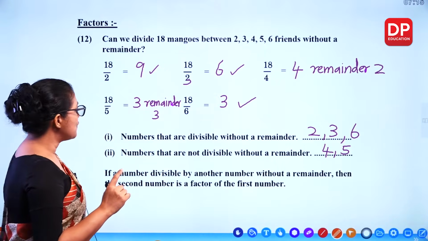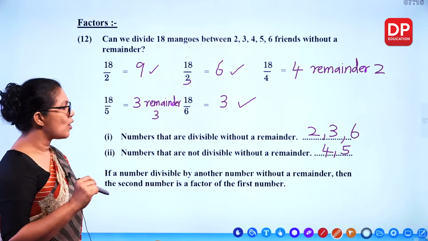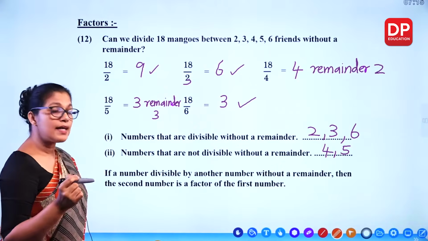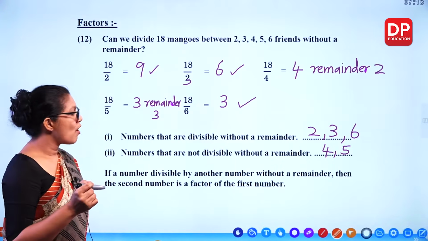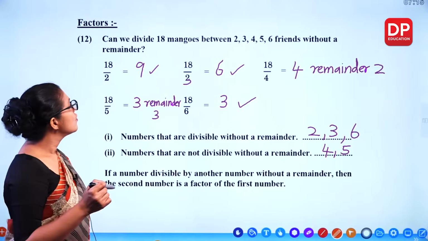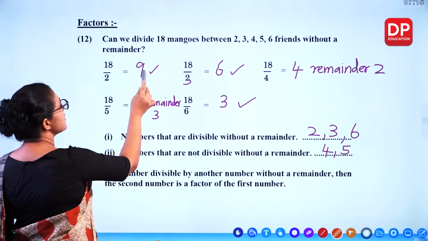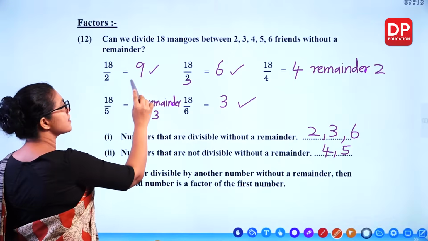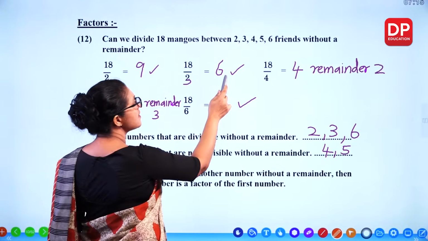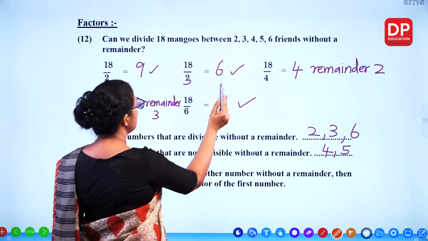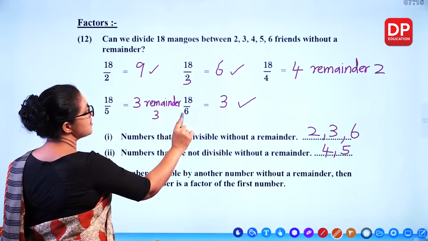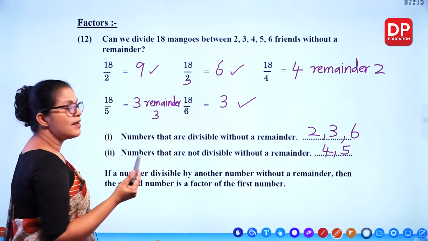If a number is divisible by another number without a remainder, then the second number is a factor of the first number. So here we can say 2 is a factor and 9 is also a factor. 3 is a factor, 6 also a factor. 6 is a factor and 3 also a factor.